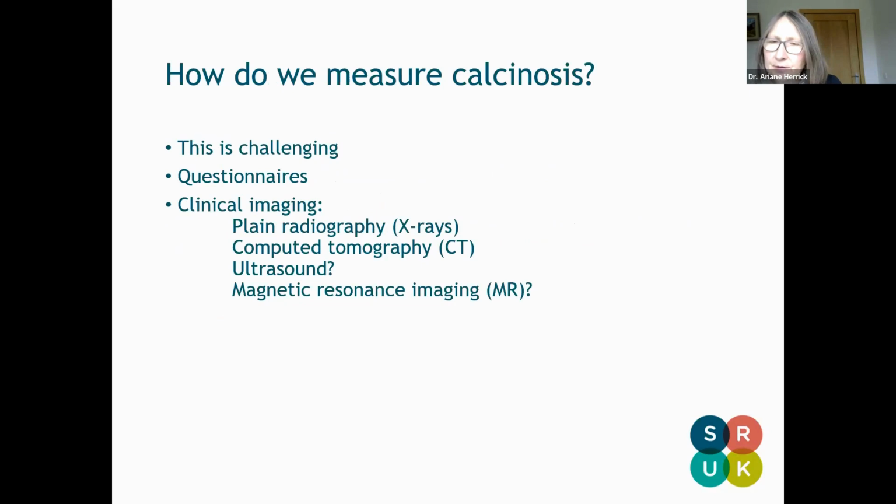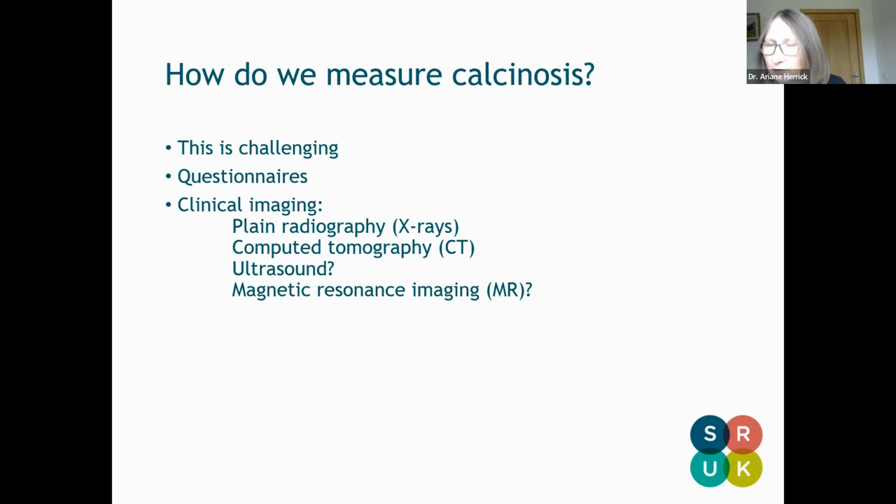So it's good that there have been quite a few recent studies looking at measurement and other aspects of calcinosis. So I think there is increasing interest, and that's good. It's very difficult to measure calcinosis. You can understand that. How are we going to measure whether one of these lesions is getting better or not? You can use a number of questionnaires.